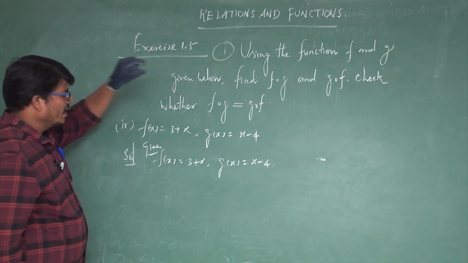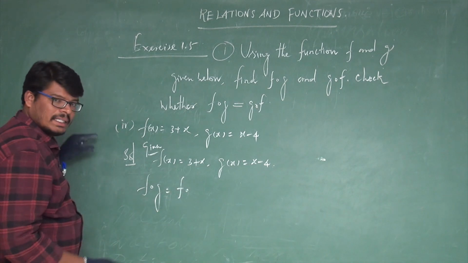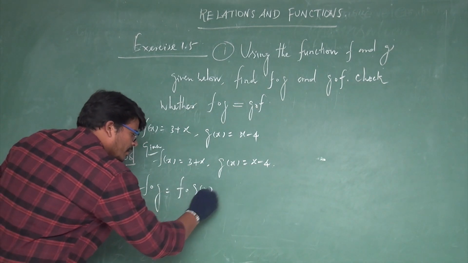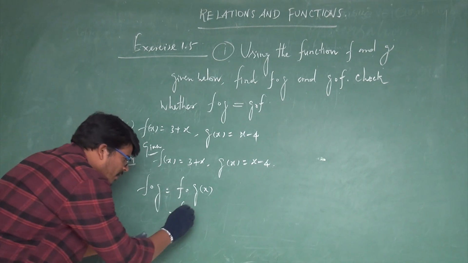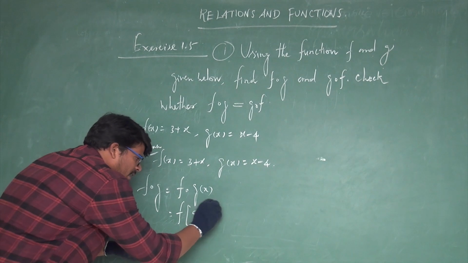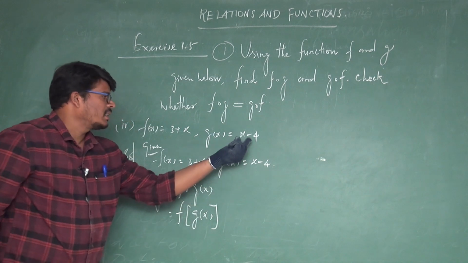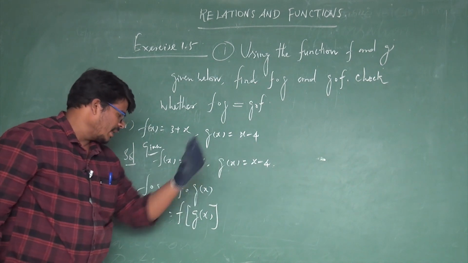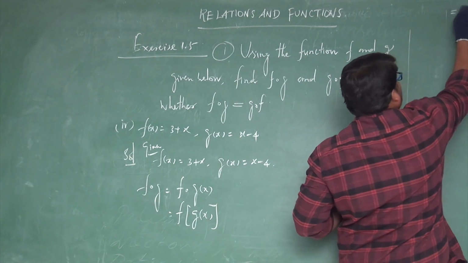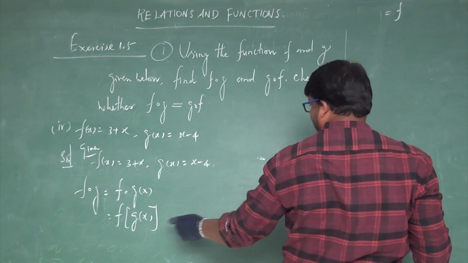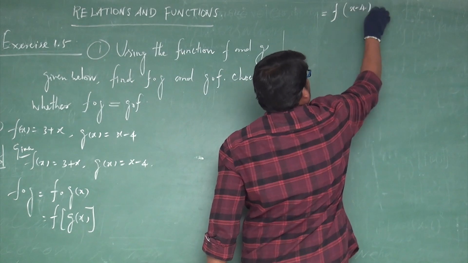Now, first find f dot g. f dot g is f of g of x, where f is outside: f of g of x. Here g of x is x minus 4. Now substitute the value. This is equal to f of x minus 4, since the g of x value is x minus 4.